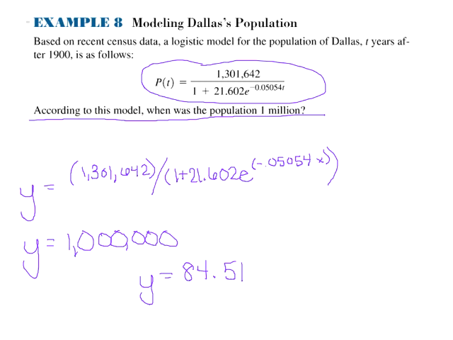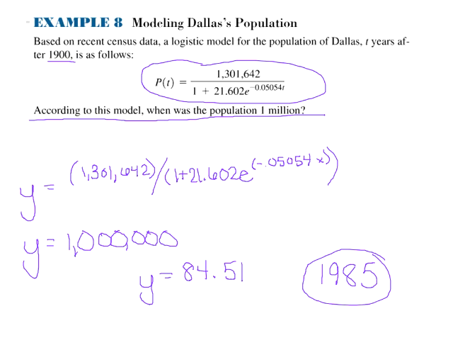So 84.51 is representing the number of years after 1900. So I would say by 1985, the population was over 1 million. So it technically is about halfway through the year of 1984 when the population reached 1 million.